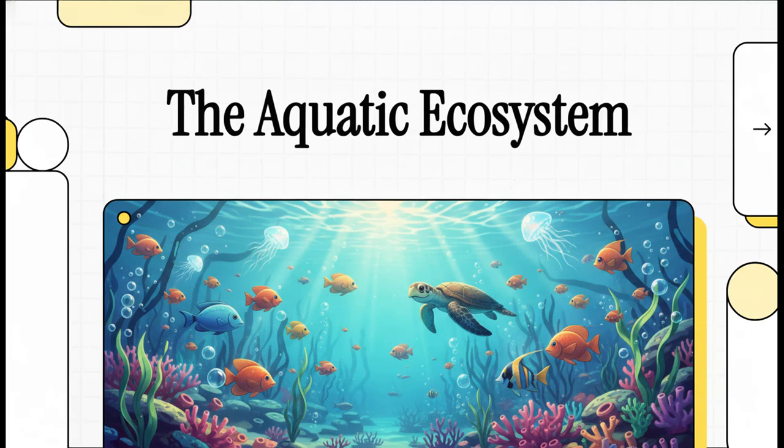Today, we're exploring something that you interact with literally every single day, but probably rarely think about: the aquatic ecosystem. We're going to uncover exactly how water acts as the ultimate life support system for just an incredible variety of living things. Seriously, if you really want to understand how life operates on Earth, you have to understand our waters. I'm absolutely thrilled to guide you through this, so let's get right into it.